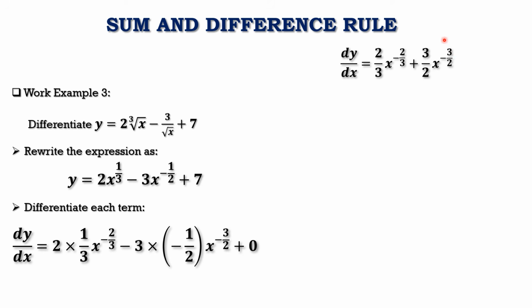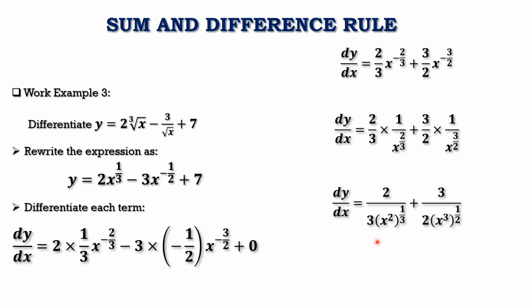And the whole of this expression can also be expanded in the form dy dx equal to 2 over 3 times 1 over x raised to the power 2 over 3. That is an inverse expression. And we repeat the same process for this expression too. That will be 3 on 2 times 1 divided by x power 3 on 2. Remember, 2 times 1 will give us 2. And 3 times this expression will be 3 bracket x squared. Then away from the bracket, the index expression will be 1 over 3.